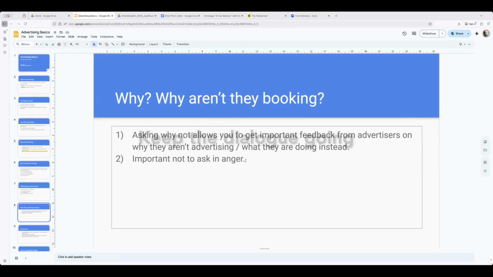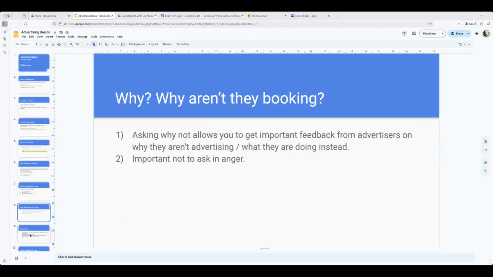But it's just important to keep that dialogue going as a touch point. And again, and I can't stress this enough, don't be angry when you ask. I've definitely done that, and it's not the way to go. Again, empathy, like, oh, sorry that didn't work out. What can we do to make this an easier opportunity for you?